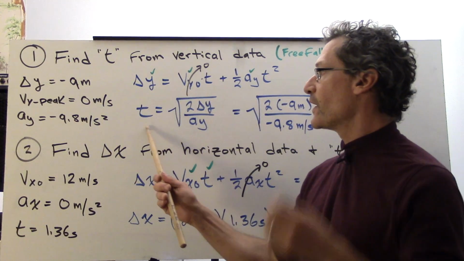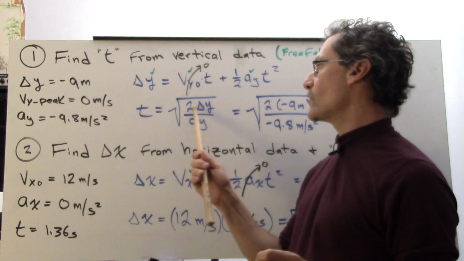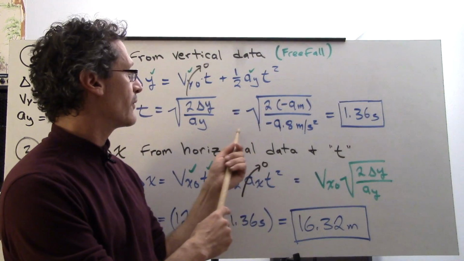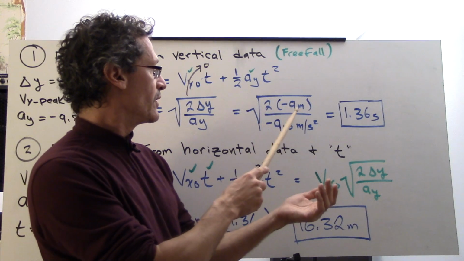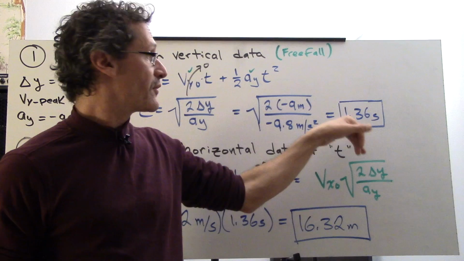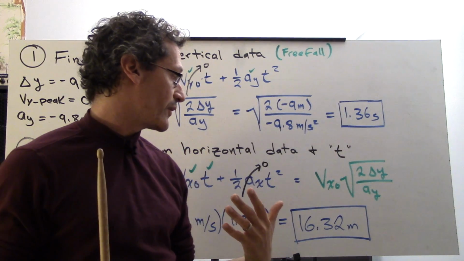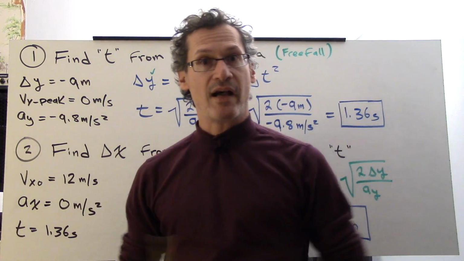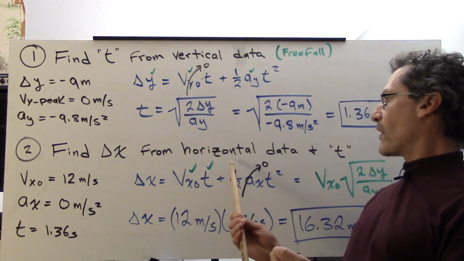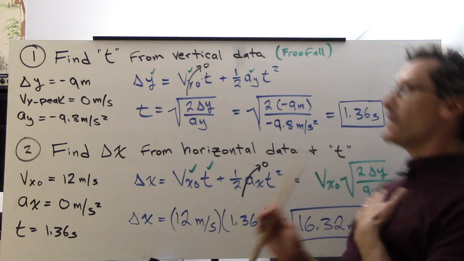So I did the algebra and we get t equals the square root of 2 delta y over Ay. And so if I crank this through, we get square root of 2 times -9 divided by -9.8. Anyway, 1.36 seconds is the term over here. All right, so we have the time of the fall to the water. That's excellent. So now we can find delta x from horizontal data and t.